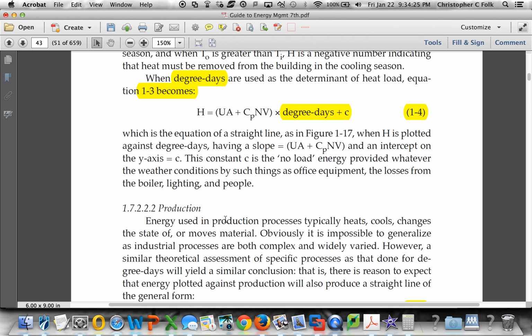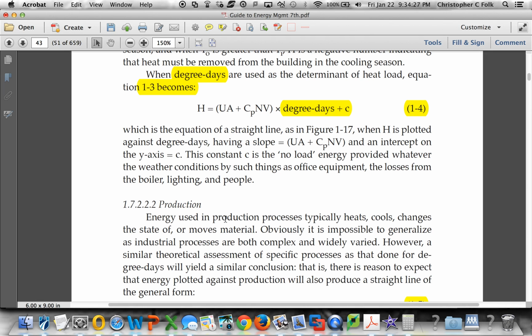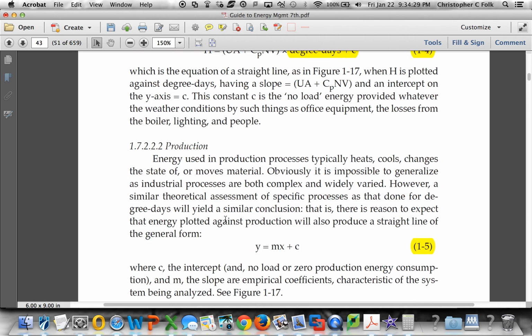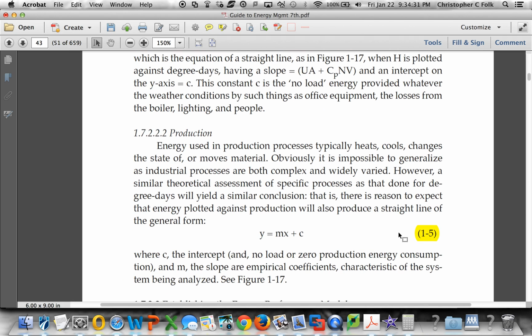And lastly, we'll be able to also use these same types of formulas. Here's formula 1-5. It's a linear equation, and we'll be using that based on production. So not just on the temperature, but also on how many pounds of something that we make. And so we'll spend a little bit of time going over that.